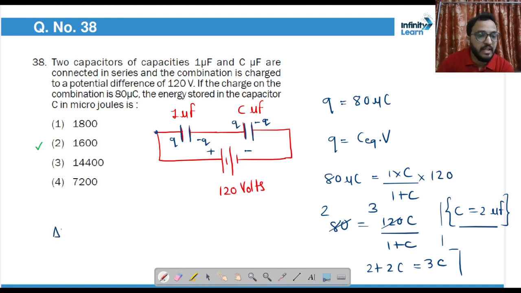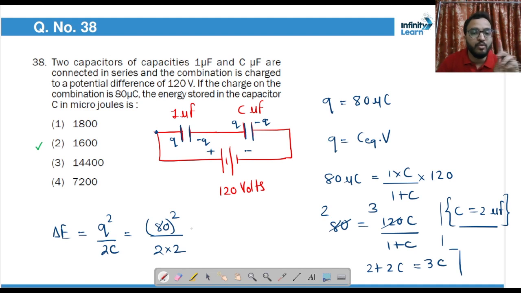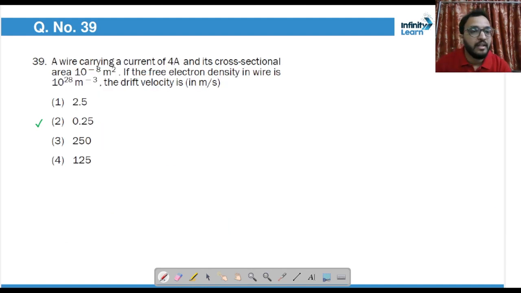Now you know C is 2 microfarad. So the energy stored will be Q square by 2C. Now put the values. Q is 80 whole square upon 2 into C is 2. So there is microcoulombs square and the denominator is microfarad. So 1 micro will get cancelled. Minus 6 joules. This is how your answer will come out in joules. Okay, clear? So answer is second option, correct.